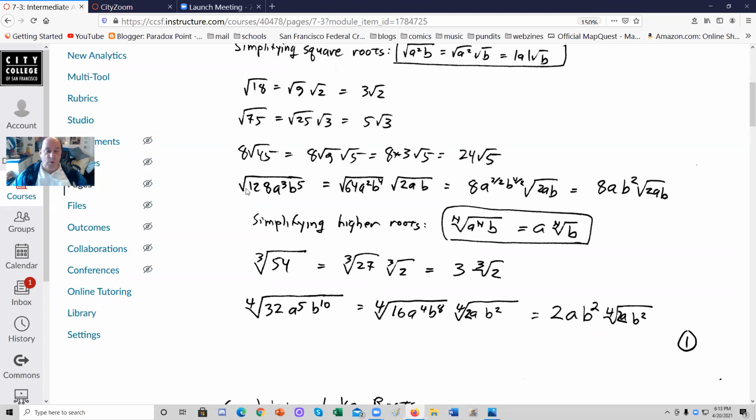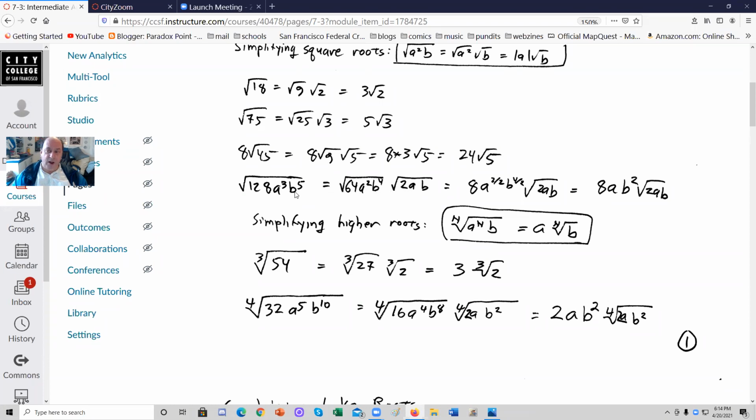There you have the square root of 128 a cubed b to the 5th. Now, all right, what's the largest square factor of 128? It's 64, times the 2. What's the largest square factor of a to the 3rd? Or in other words, what's the largest even number no greater than 3? Well, that's 2. So root a squared times a.